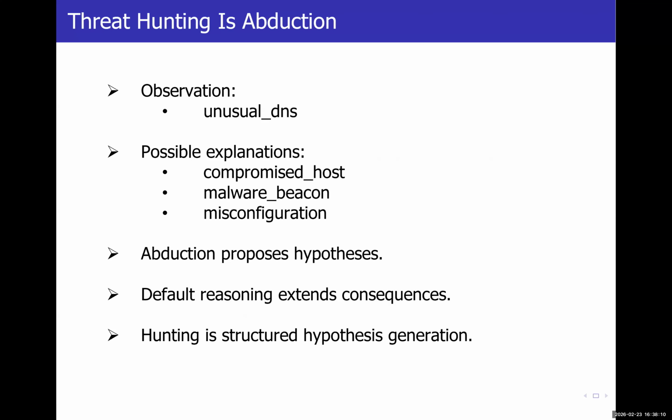Threat hunting is a practical example of abduction. We begin with an observation such as unusual DNS activity and then ask what could explain it. Possible explanations might include a compromised host, malware beaconing, or even misconfiguration. Abduction generates candidate explanations. From there, we use additional evidence and reasoning to narrow down which explanation is most plausible. This is structured hypothesis generation rather than random guesswork.